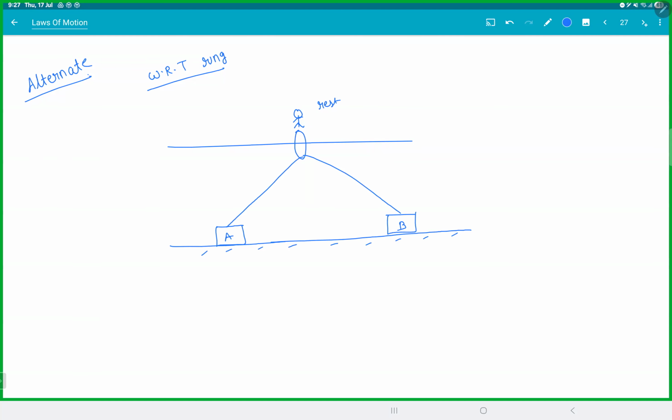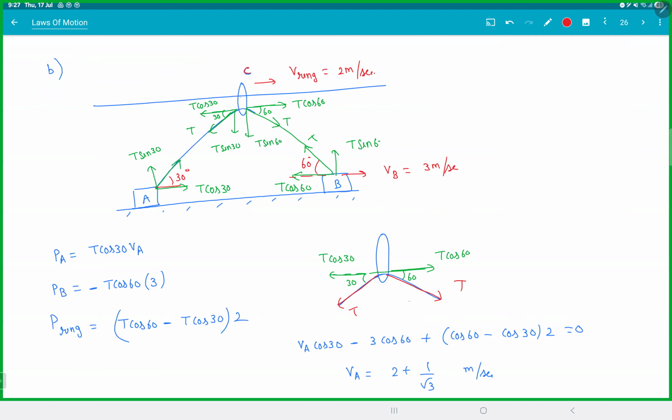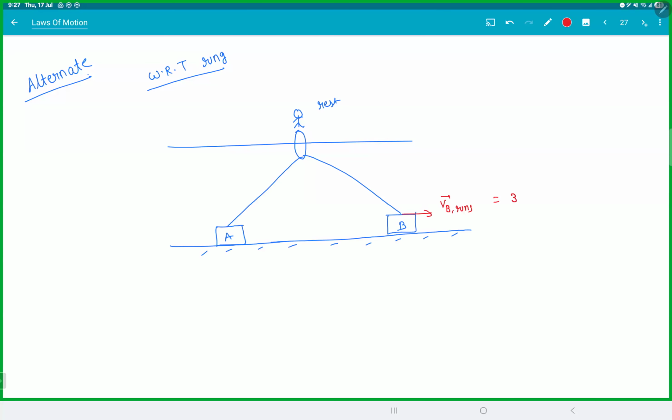And you know what will be the relative velocity? Now B's velocity will become VB with respect to the ring. B is going forward with 3 and the ring is going with 2. So that will be 3 minus 2, 1 meter per second. So the ring will think B is going with 1 meter per second. And this velocity will be VA minus 2. 30 degrees and 60 degrees. Now, doesn't this look like the first part of the problem?